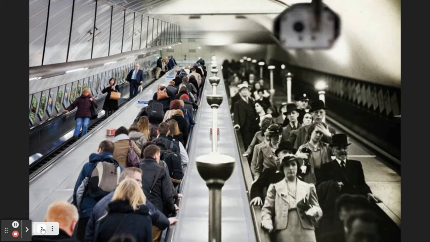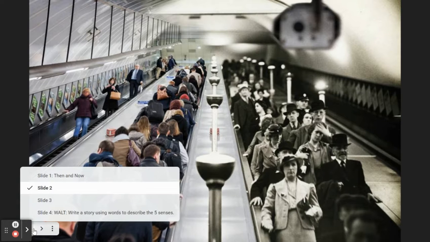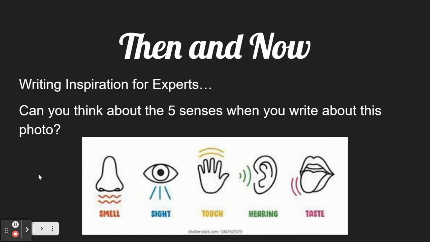So for your writing today, you first need to decide which side you could be on. So you could either be in the olden day time or the today time. And I want you to really imagine that you are there on that escalator, going up or down the escalator in the subway station. Really picture yourself there. And while you're picturing yourself there, I want you to think about the 5 senses.